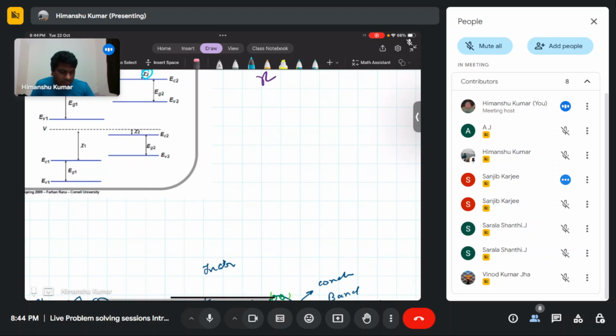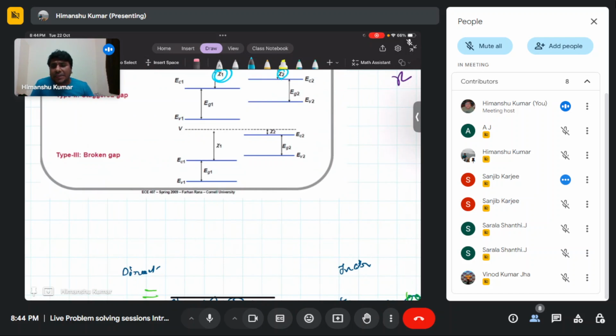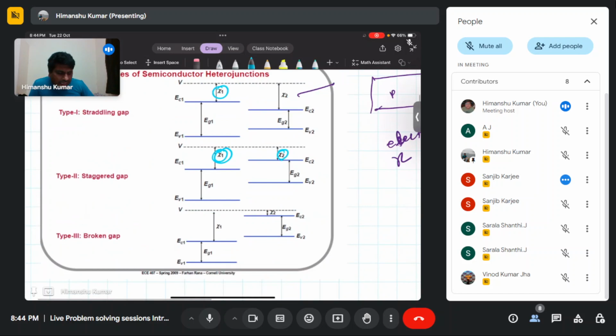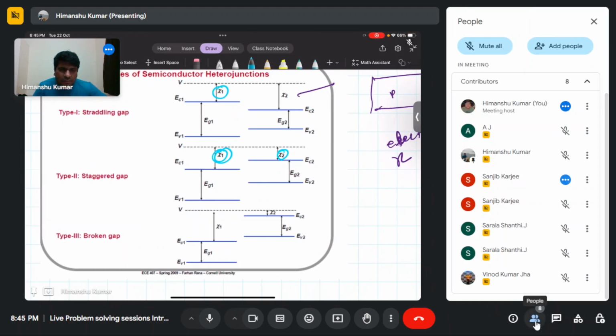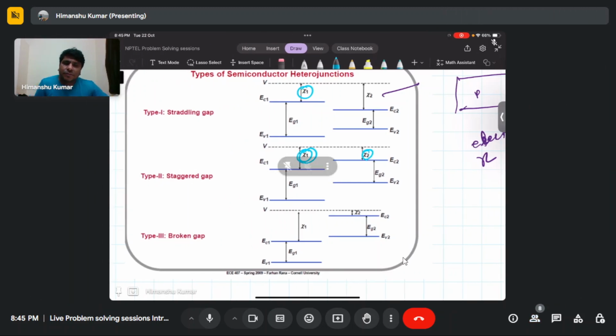The other types of structure have names, like type 1, type 2, type 3 structures. Those intricacies you don't need to understand, but the basic band diagram you can understand. Is there any doubt in this? Are these things clear? Yes, sir. Okay, fine.